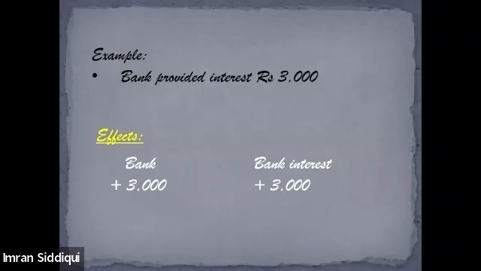Now let's talk about the impact upon the asset and capital. Because the bank balance is increasing by 3,000, there will be an increase in the value of the asset by 3,000. On the other hand, because bank interest is considered a revenue, this is going to increase the overall capital of the owner as well. Why? Because revenue increases the capital.